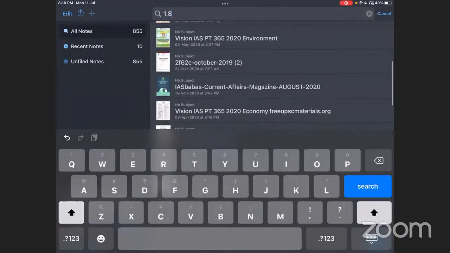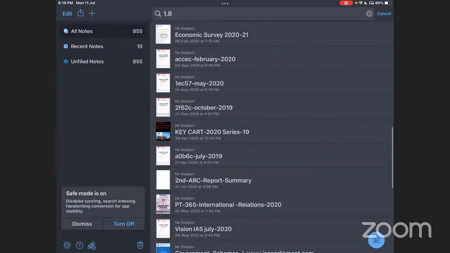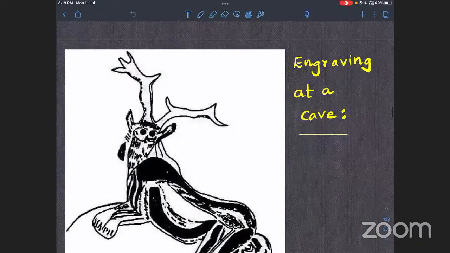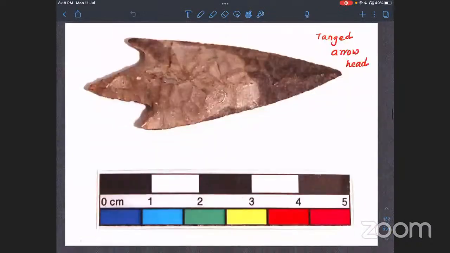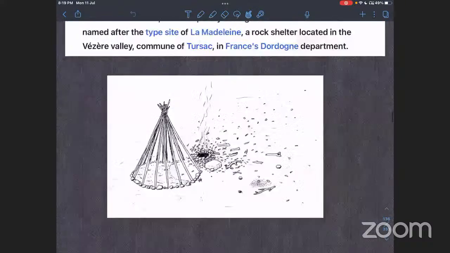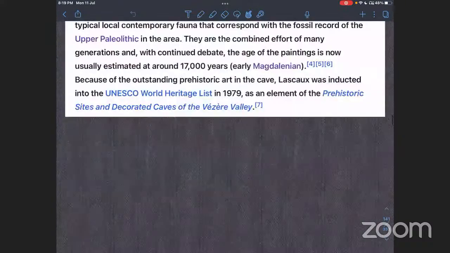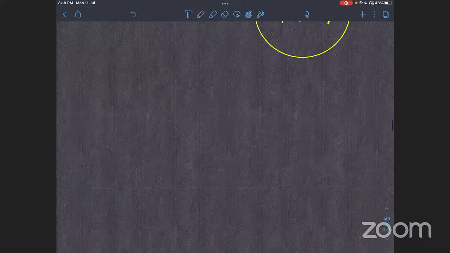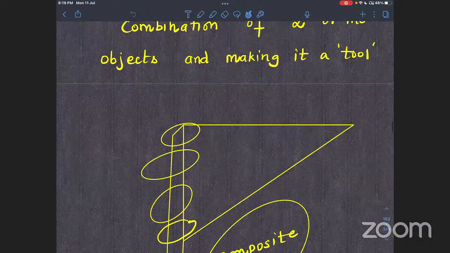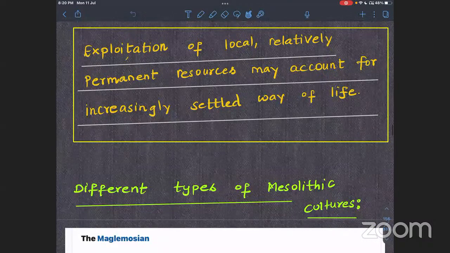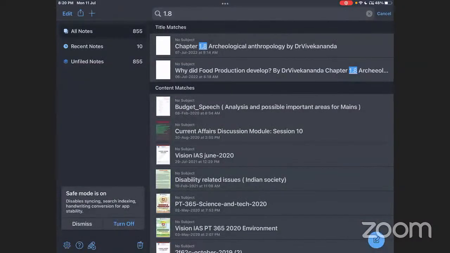Chapter 1.8, archaeological anthropology is what we call it, right? Chapter 1.8, yeah, archaeological anthropology. So even here, this topic which students find very difficult, struggling. Not just topics where there is a lot of scope for images, even those topics where it's a little difficult to find scope for images, we somehow make an effort and try to bring those images into classes.